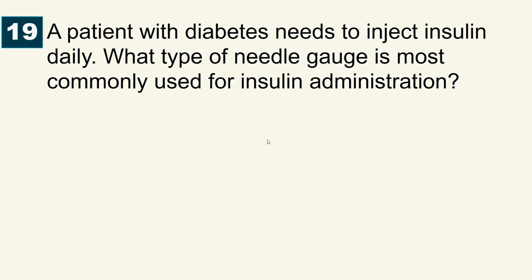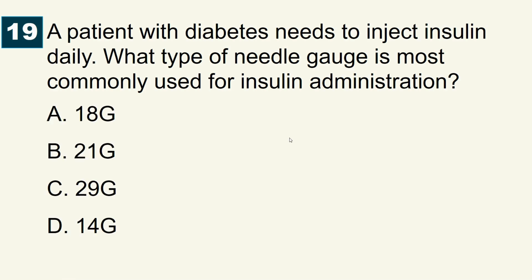Next, a patient with diabetes needs to inject insulin daily. What type of needle gauge is most commonly used for insulin administration? Gauge is a unit for measuring needle diameter. So here for insulin, 29 gauge is commonly used. The higher the gauge, the smaller the diameter.